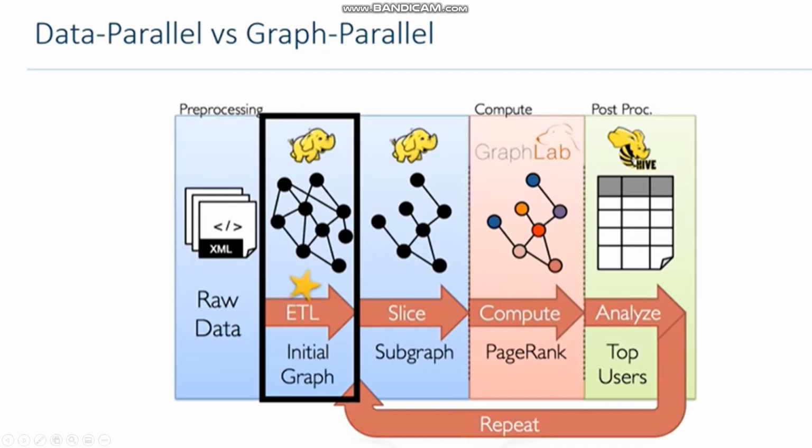Then we reach the final stage, which is called analyze, and this can be done by Hive. This process may be repeated again, depending on the data. For any change in the data, the repetition from the initial graph through to the analysis at the end will happen automatically.